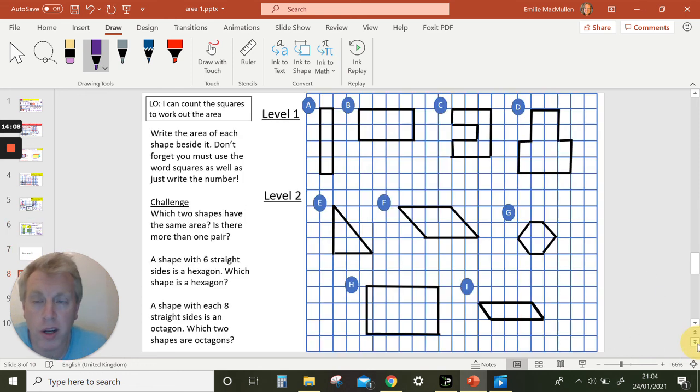So your work today, you've got this sheet to have a go at, and I'd like you to write the area of each shape beside it. And don't forget, you need to write not just a number, but the number and squares. And when we get to level 2, we've got to start counting some half squares, and there are some challenge questions as well. So I hope you enjoy it, and let us know if there are any problems, and we're looking forward to seeing your work.